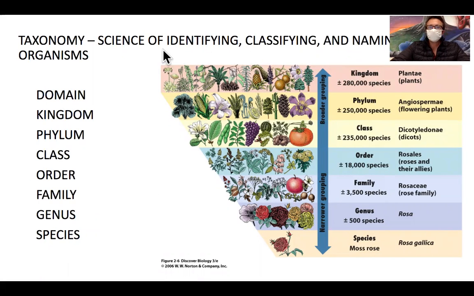Now, when you look at domain, domain's not even on here. There are only 3 domains on planet Earth. The Eukarya, I wonder what that includes. What does Eukarya sound like? Eukaryotic.